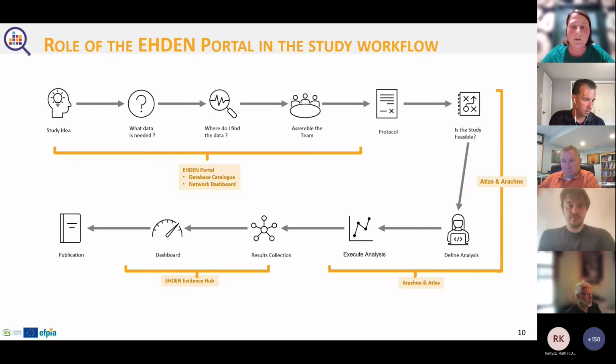And so this is how you execute a study. I think you're all familiar with that. Today we really want to focus on the first part: starting from a study idea or a research question, and then moving to what data I actually need and where I find the data. The EHDEN portal that we have built has 2 components, the database catalog and the network dashboard. These are exactly the functionalities that you need to identify the data for your studies.